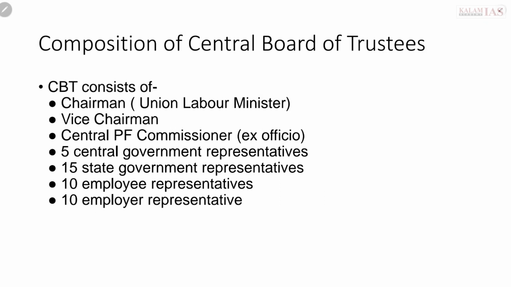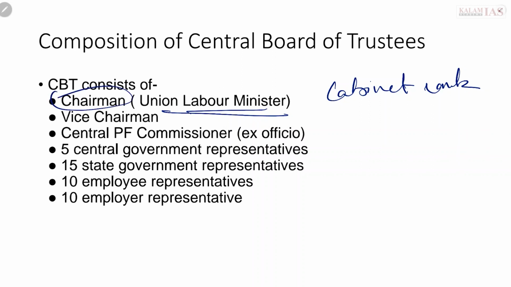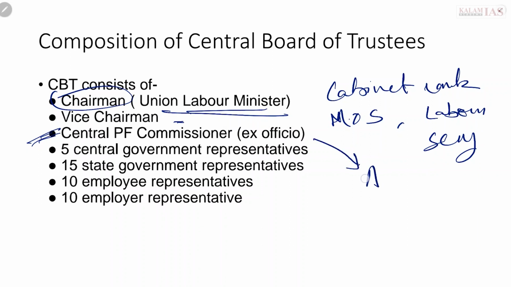The Central Board of Trustees is composed of the following setup. First is the chairman, which is the Union Minister for Labor. So, a cabinet rank minister is the chairperson. Then we have the vice chairperson, which will be a nominee of the central government. The vice chairman is normally the minister of state and the labor secretary. There are multiple vice chairpersons. Then we have the central provident fund commissioner, which is basically a person of the additional secretary rank in the EPFO, in the labor ministry.